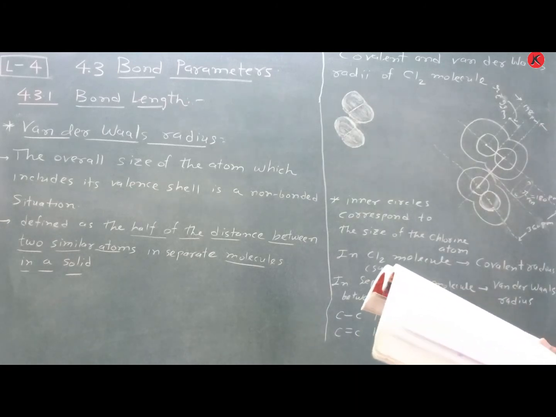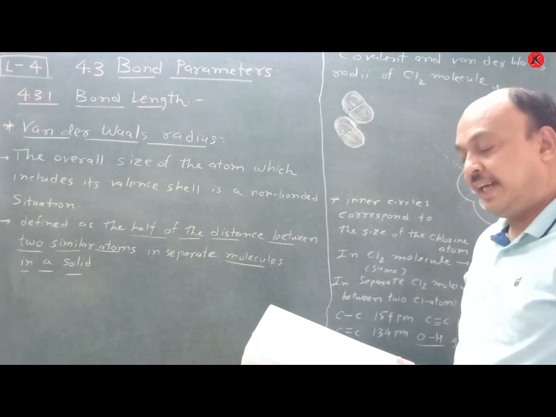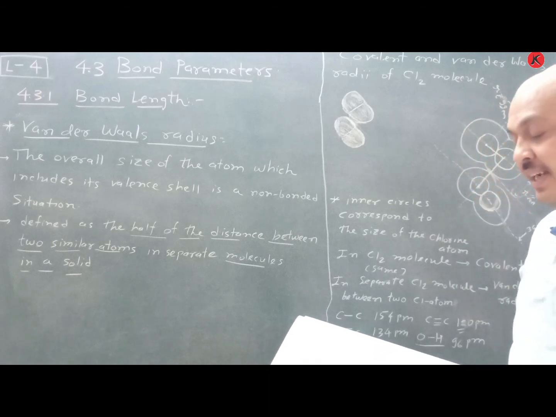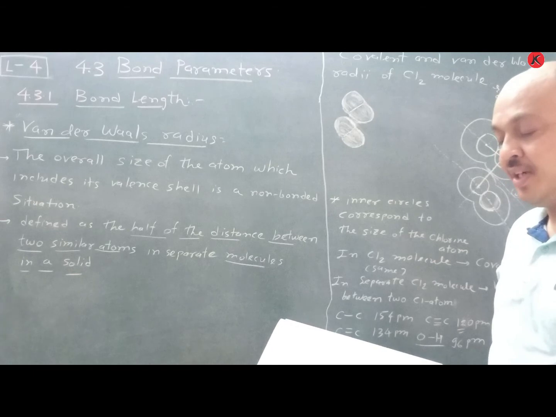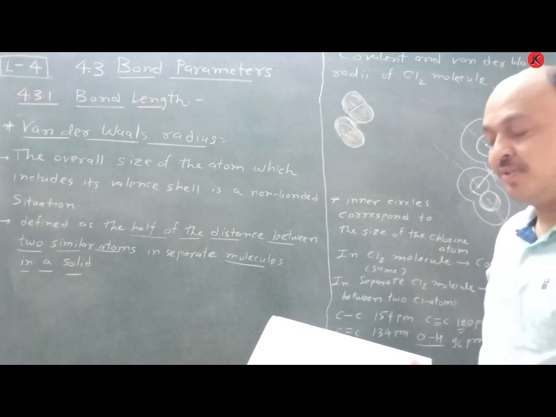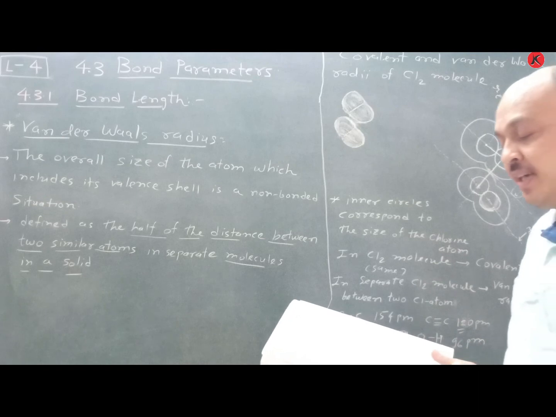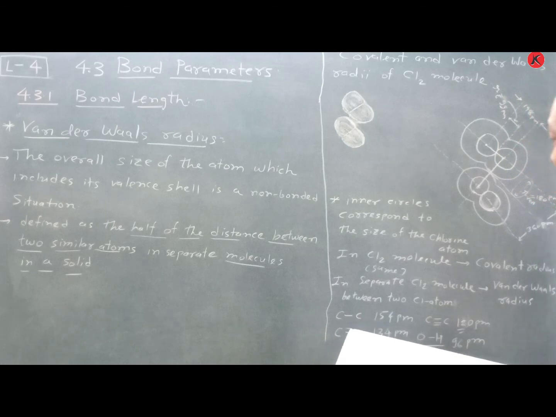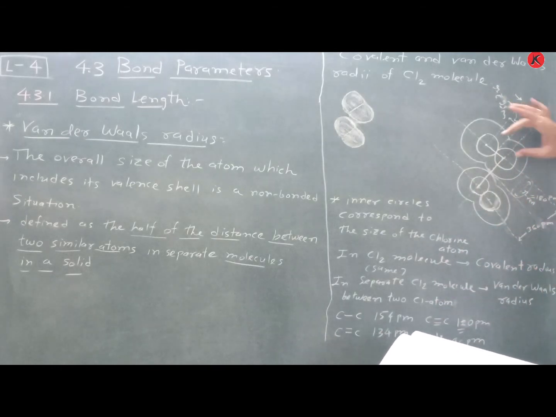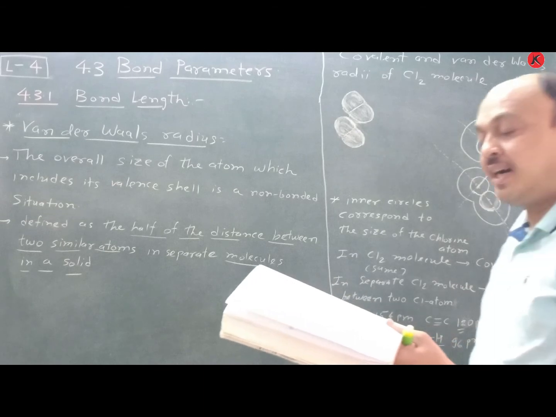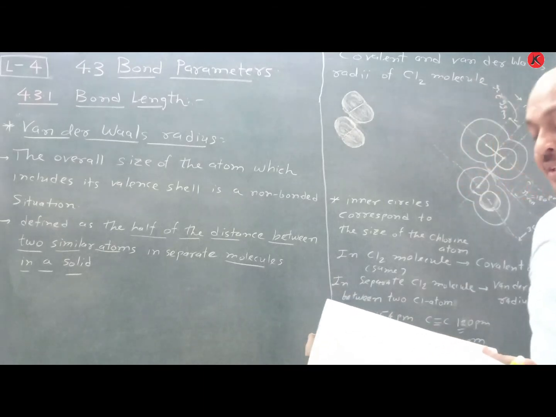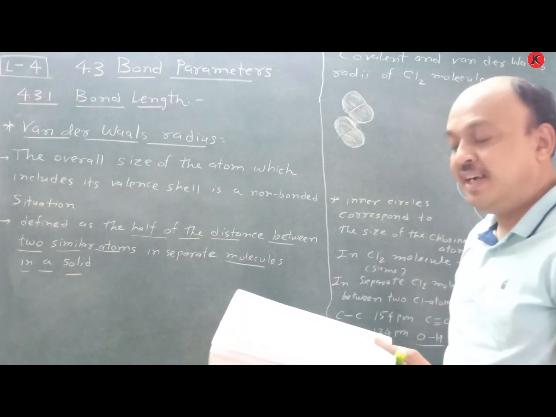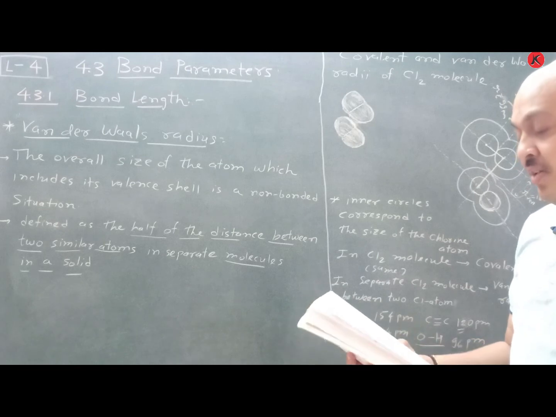Bond lengths in some common molecules are also given. H2 is 74 picometer, that is the H-H bond length. In F2, the F-F bond length is 144 picometer. In Cl2, you already know the bond length is 199 picometer. Remember, this is bond length, not radius. This distance is considered the bond length, and it is not half. Radius is half. So bond length is understood for single bond, double bond, and triple bond. And the triple bond length is 109 picometer.